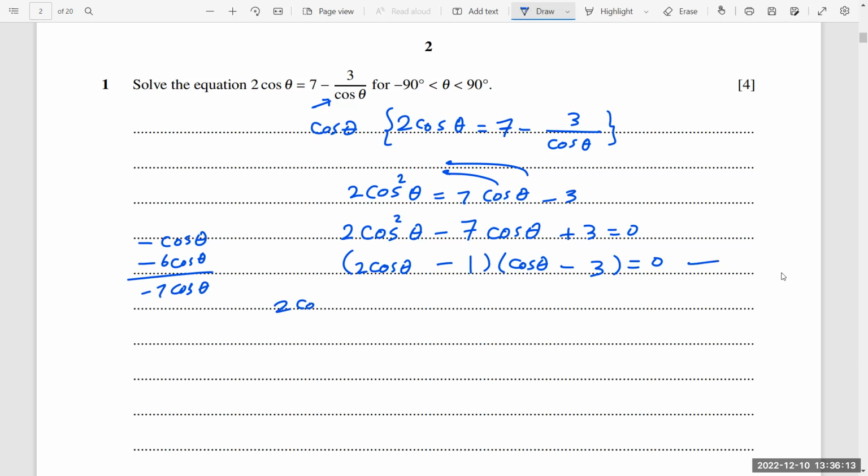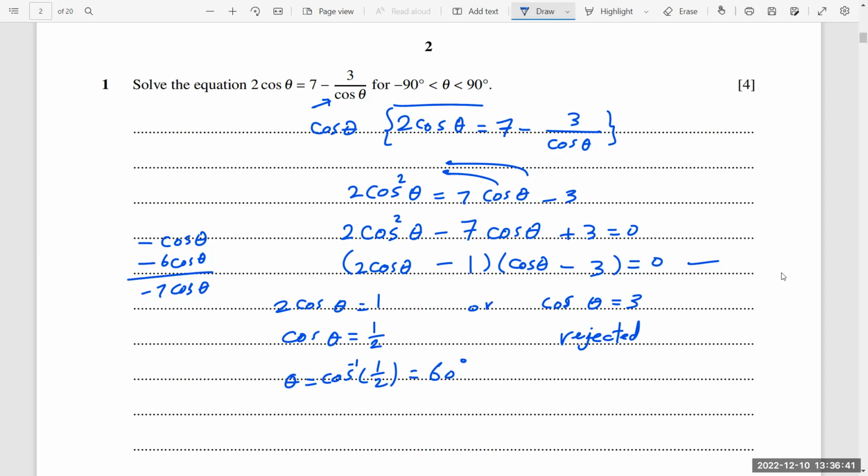So either 2 cosine theta minus 1 is equal to 0 or cosine theta minus 3 is equal to 0. This is of course rejected because the cosine theta maximum is 1. Here cosine theta is half and theta equals cosine inverse of half. By using calculator you'll get 60 degrees. But the domain of theta here lies between negative 90 and 90.